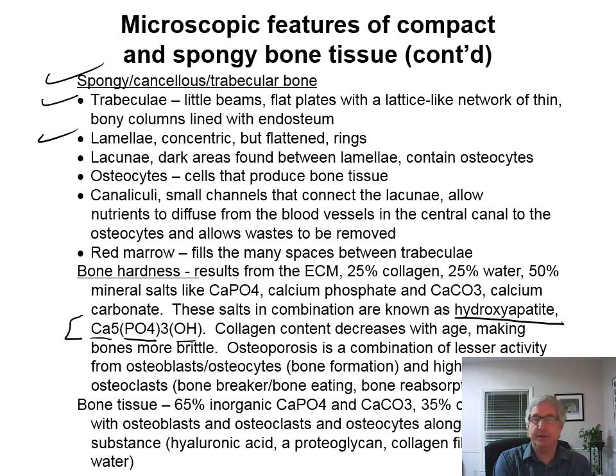Bone tissue is about 65% inorganic calcium phosphate and calcium carbonate, and it also has 35% of what's called osteoid. I'm not sure if you can see that word. So it's osteoid. Osteoid is an organic compound. It has osteoblasts, osteoclasts, osteocytes, along with ground substance: hyaluronic acid, which is a proteoglycan, collagen fibers, and water. Hyaluronic acid is really good at holding water.